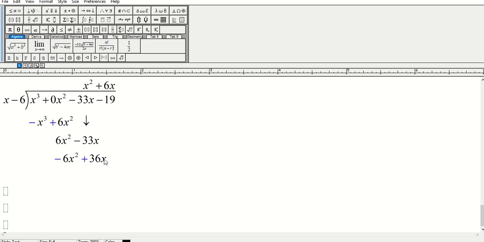That one will be 0. This one will be a 3x. And again, we would drop that next value, which is going to be a -19. How many times does x go into 3x? It's got to be 3. 3 times x will give me a 3x, and 3 times -6 is going to be -18. And again, we would change the sign and add down.